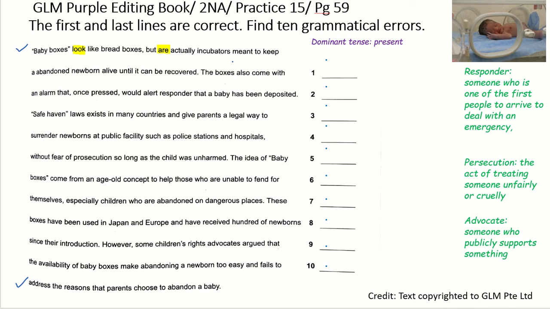Meant to keep a abandoned newborn alive. Okay, I noticed that this is wrong because of the word abandoned. So it should be the article "an." An abandoned, because A-E-I-O-U, right? So that should be the correct article for a word that starts with a vowel sound. Okay, abandoned, so vowel sound.